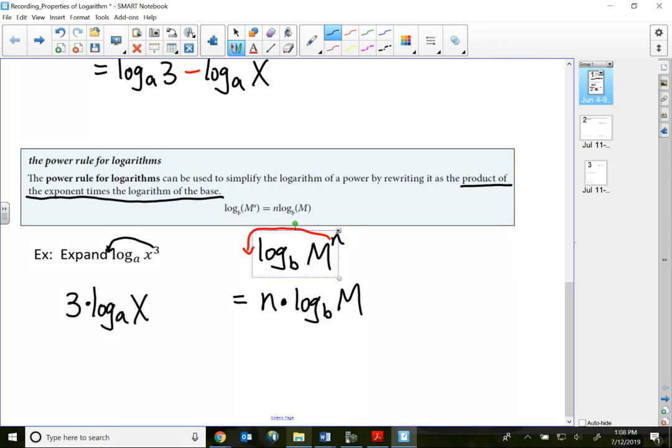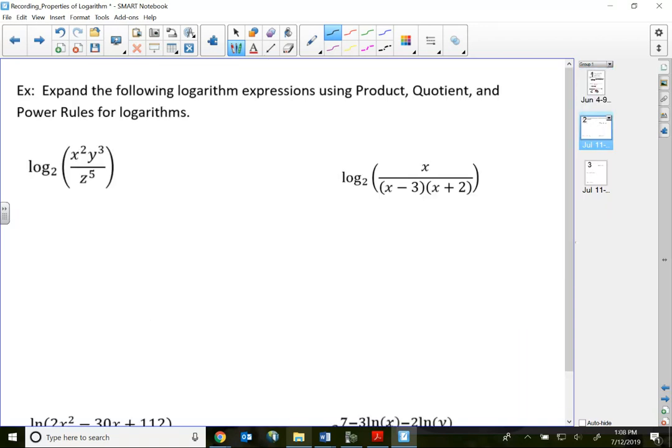So these three additional rules will actually help us when it comes to solving exponential and logarithm equations. Okay, that I will introduce later on. All right, so let's do more expanding. Let's do more examples here.